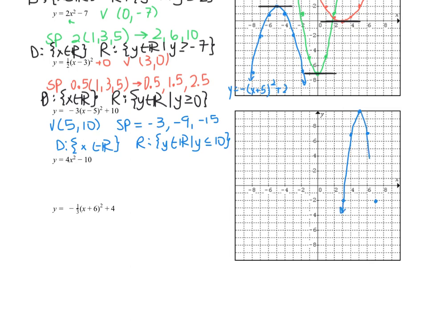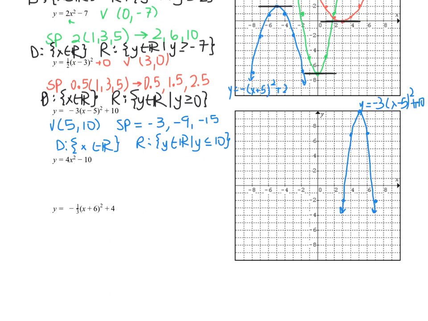Connect and label. Now for your domain and range, you should have x is an element of all real numbers, and then for your range, y has to be less than or equal to 10 because your parabola is opening down. Now, if you got it right, great, move on to the next one. If you made a mistake, see where you went wrong and fix that mistake before you try the next one.